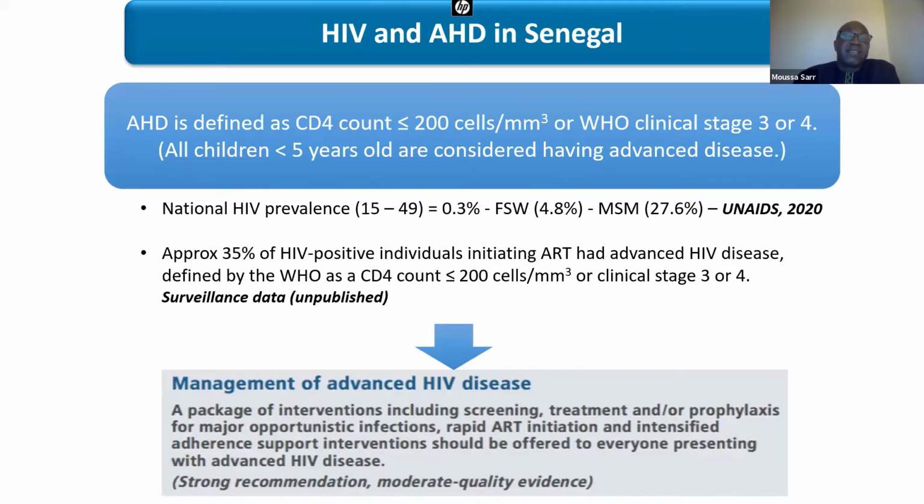Senegal has a concentrated epidemic with a low prevalence in the general population, approximately 0.3%, but with high prevalence among key populations such as female sex workers, at 5% prevalence, and men having sex with men, at approximately 30% prevalence.